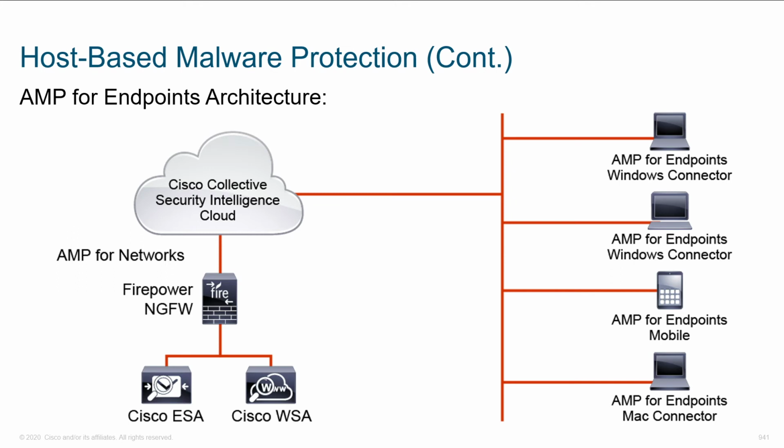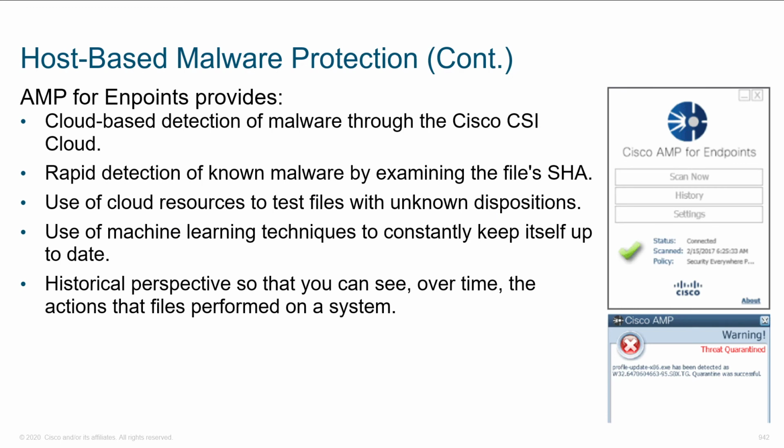So when we look at AMP for endpoints, its architecture is fairly scalable, right? We've got a cloud solution that we can use for managing all of our policies, deploying updates to users, and then of course there's an endpoint that's available for both mobile and traditional computers. Once we put AMP on that endpoint, it gives us cloud-based detection of malware. We've got a connection to Cisco, so we're constantly getting new updates for threats.